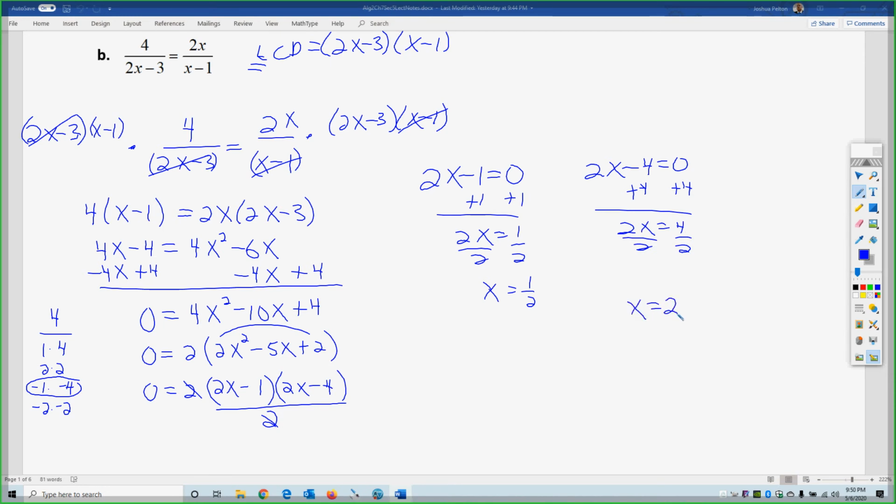If you look at both of these answers, do they in fact work? Well, if you plug them back in, they both work. Neither of them gives you 0 in the denominator, so you are good. We have two possible answers for this equation. All right, pause the video, go to the next page, and try the student problems for yourself.